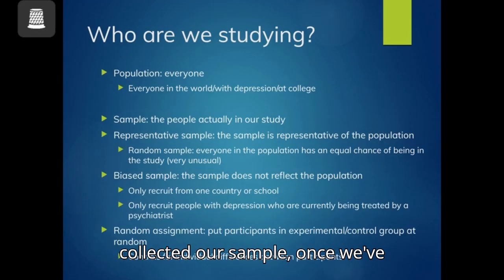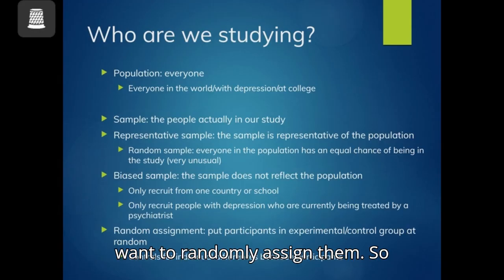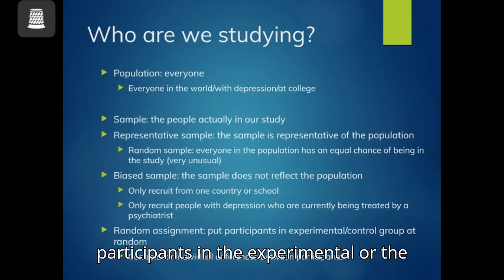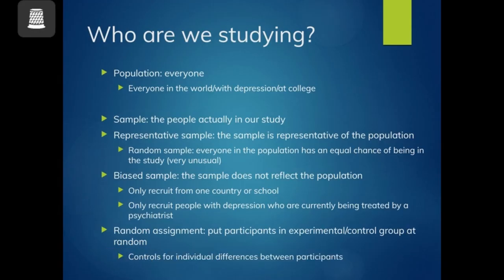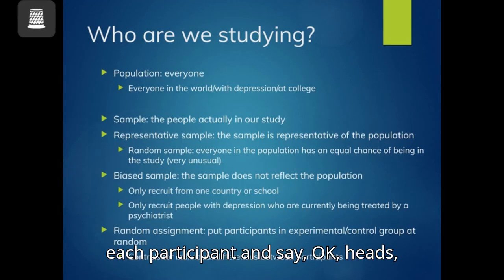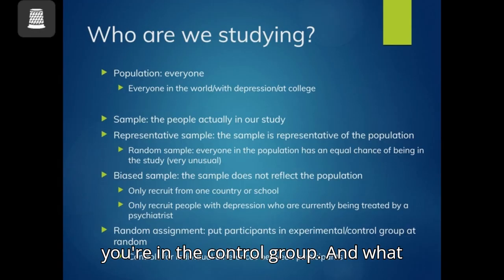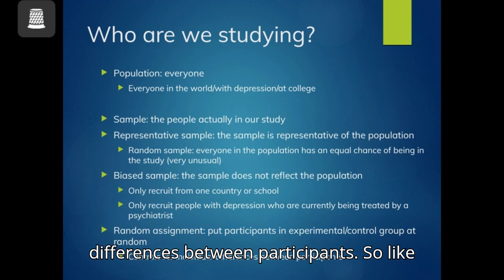Now, once we've collected our sample, once we've recruited all of our participants, we want to randomly assign them. So this means that I'm going to put participants in the experimental or the control group completely at random. So I'm basically going to flip a coin for each participant and say, okay, heads, you're in the experimental group, tails, you're in the control group. And what this does is it controls for individual differences between participants.